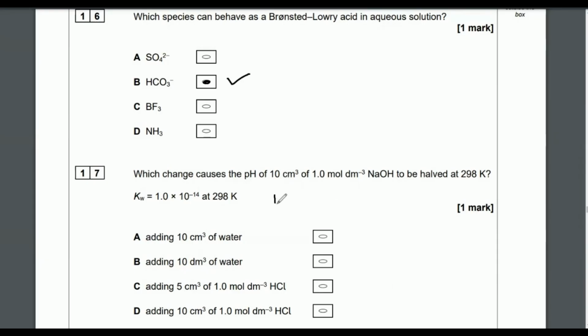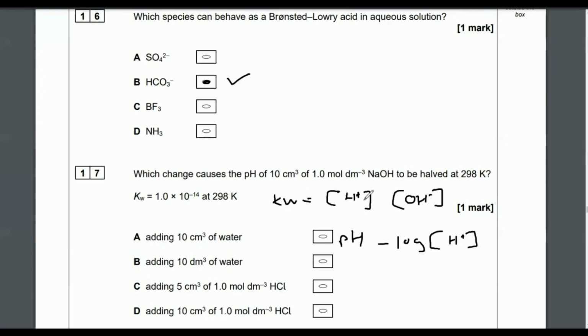So we know that kW is equal to H plus times OH minus. Remember, this is the long way to do it. So don't ask me why I'm doing it the long way. kW is equal to H plus times OH minus. And then what we really want to do is minus log the H plus, and that is going to give us the pH. So let's work out the pH of the original solution and then work it out with the changes and see if the pH gets halved for each of these, and then we can find out which one it gets halved for. You might want to pause the video and have a go.